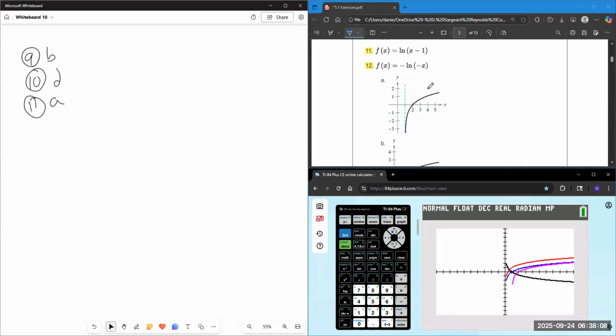And then our last one is going to be both a horizontal and a vertical reflection. So we should have our asymptote at x equals -1, and this should be going from the top of the asymptote down through (-1, 0), down and to the left. So that is C.